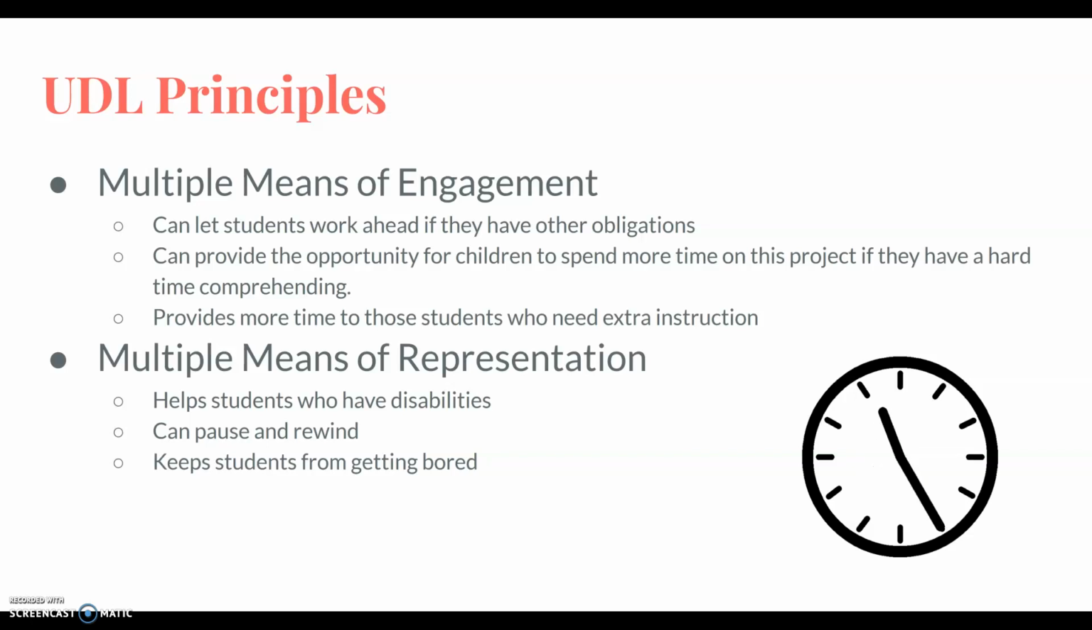So my universal design principles. The first one is multiple means of engagement. It lets students work ahead if there's any other obligations. So if, say, we are learning online like we are now, all the schools are learning online, say their family wants to go on a road trip, so they know they need to work ahead and do this assignment before they go on their road trip. So it lets students work ahead.